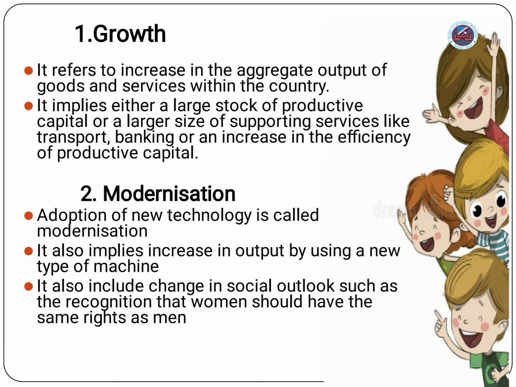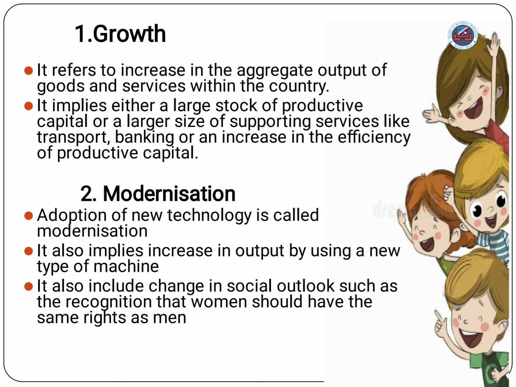The second goal of the 5-year plan is modernization. Now, modernization simply means adoption of new technology. To increase the production of goods and services, the producers have to adopt new technology. For example, a farmer can increase output on the farm by using new seed varieties or high yielding varieties instead of using the old ones. Similarly, a factory can also increase its output by using a new type of machine. So adoption of new technology, or modernization, is the second goal of the 5-year plan.